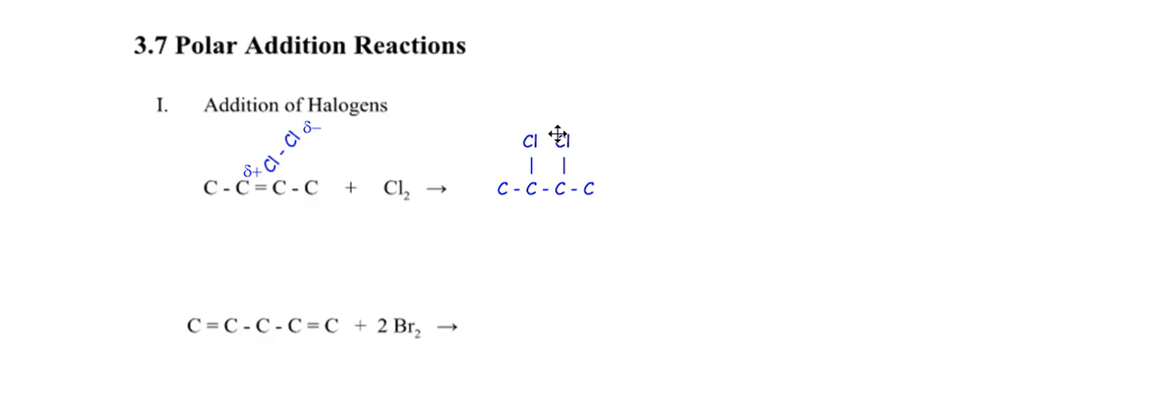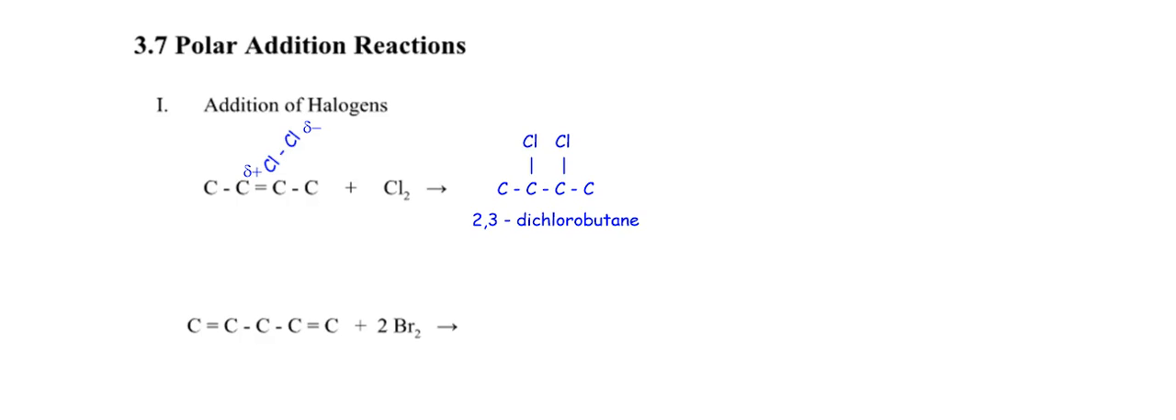So there you go. How many products do I have? 1. All right, and that's true for addition. So then what? Let's name it while we're at it. How am I going to name this? This is an alkane. You know how to name it. Go ahead and do that. Okay, this is what I got, 2,3-dichlorobutane.